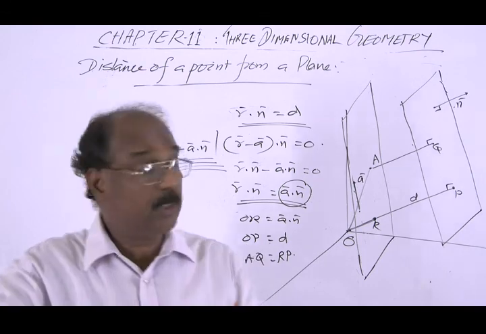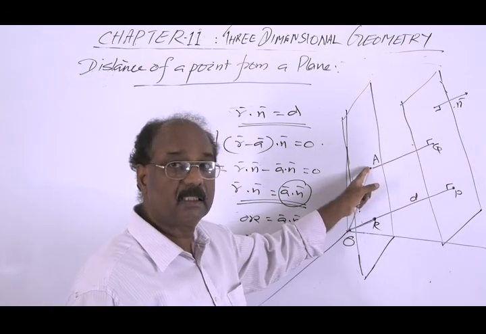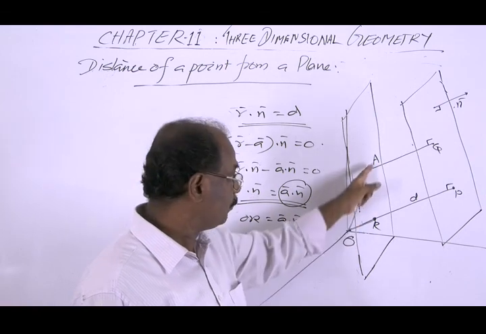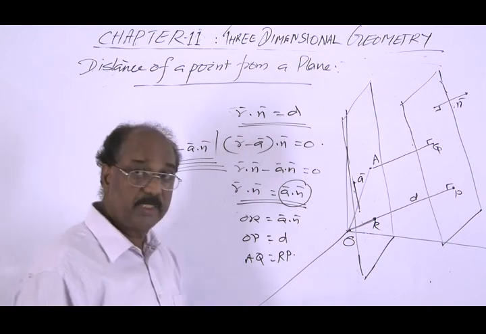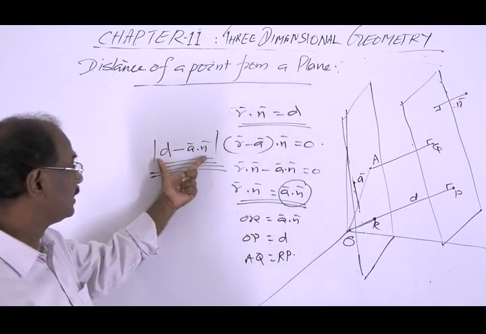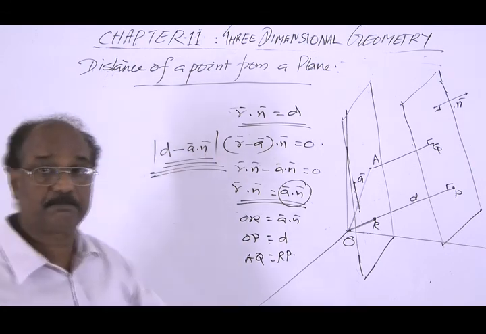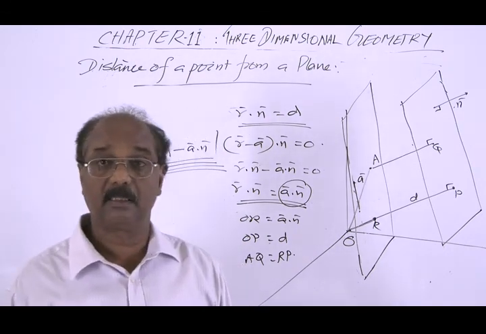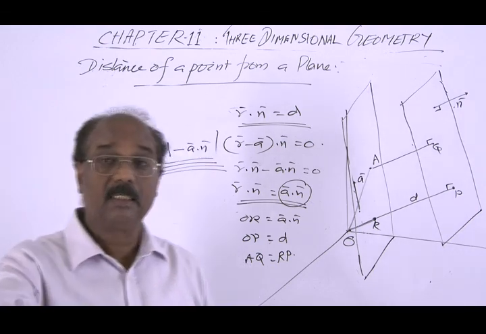So remember the equation of the plane and the position vector of the point A. The position vector of point A is a. The equation of the plane is r dot n equal to d. Hence, in this case, the distance is the modulus of d minus a dot n, where n is the unit vector perpendicular to the plane. So that's all.